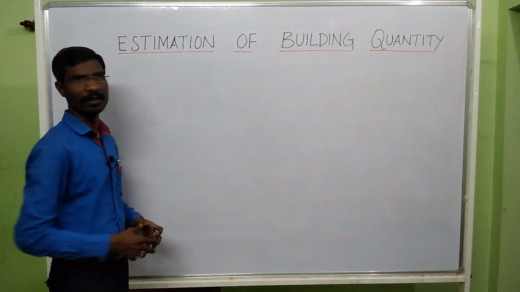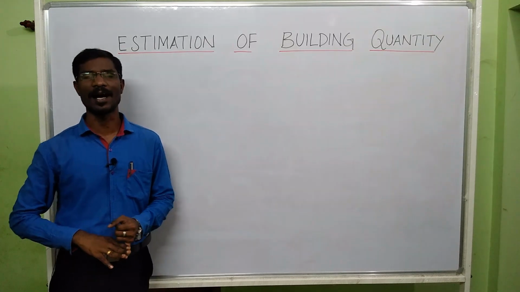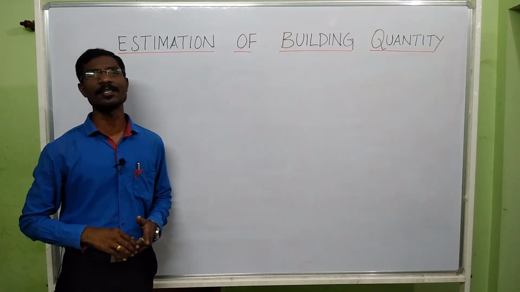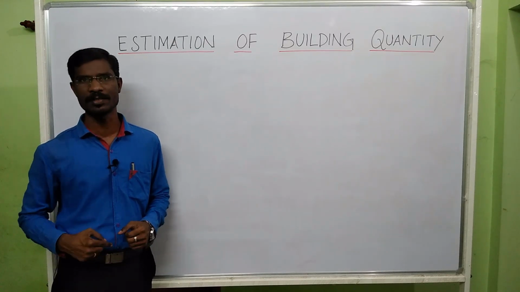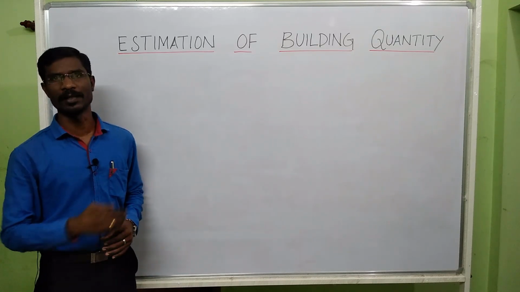The topic today is estimation of building quantity. In this topic we are going to discuss what is an estimate or estimation, what are the methods of estimation, what is the system of estimation, and what are the codes to be referred for the degree of accuracy and the deductions and additions. So let's move on to the topic.